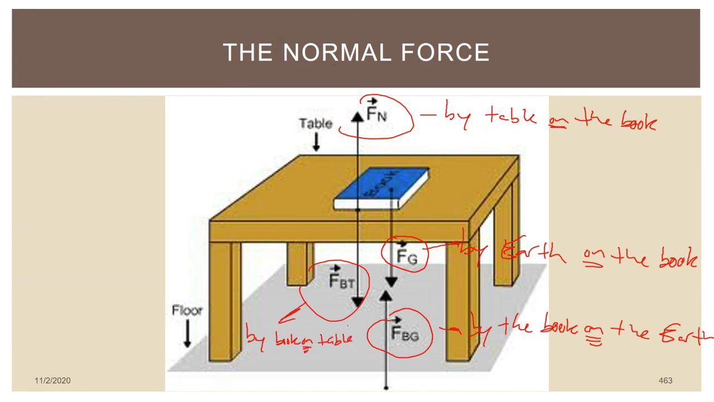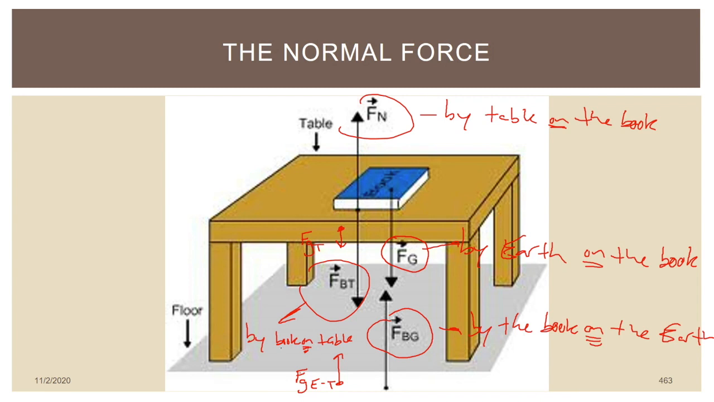What we also have, not shown here, but equally important, is the force of gravity exerted by the Earth on the table. So, like, there are a lot of other forces that we can talk about here. We have the force of gravity exerted on the table, and then that means we'll also have the reaction to that. So we have the force of gravity exerted by the Earth on the table, and then we have the reaction to that, which is the force exerted by the table on the Earth. Earth on table, table on Earth.